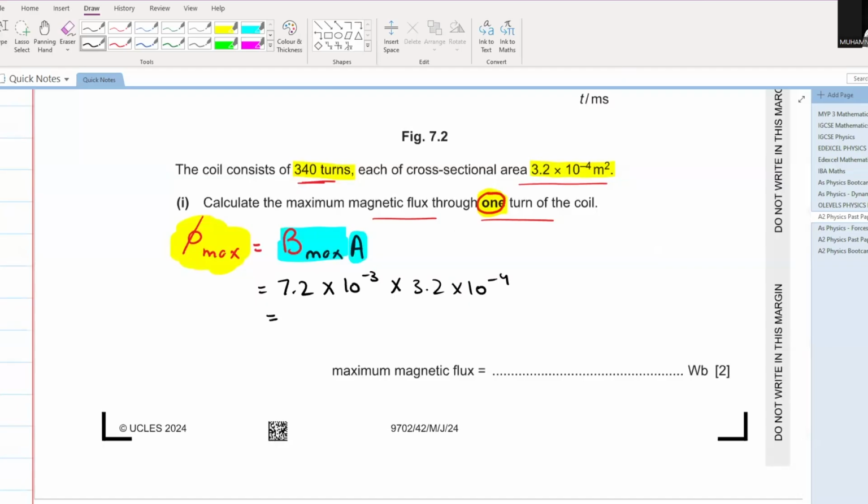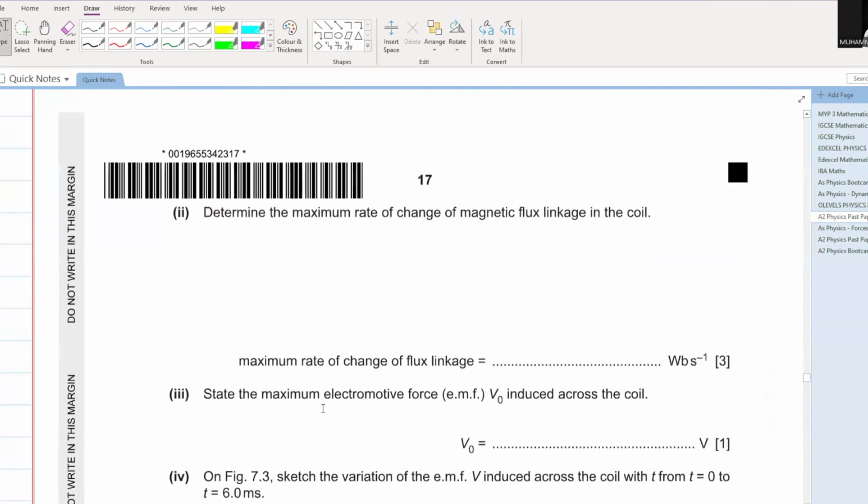Very good, Wahab. Very good. The answer comes out to be 2.3 into 10 raised to the power of minus 6, and the units will be Webers. Very good, Wahab. Let's move ahead.